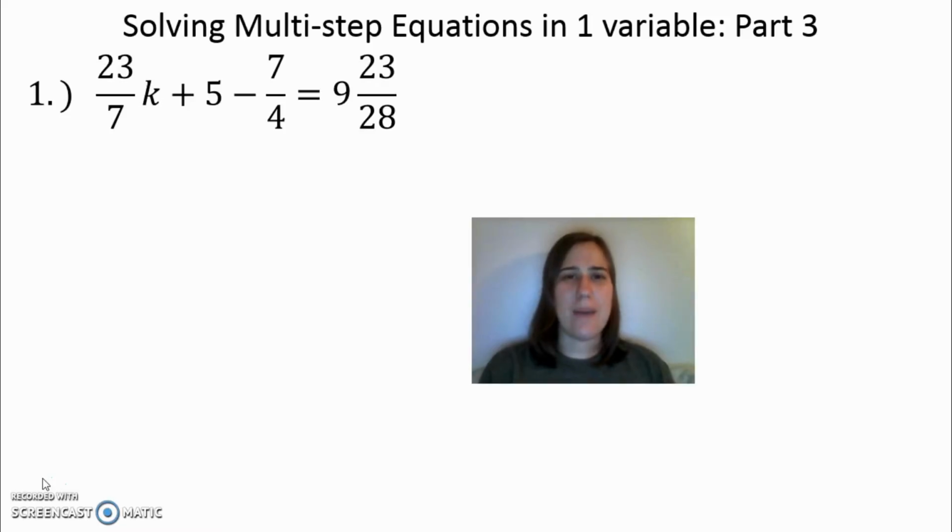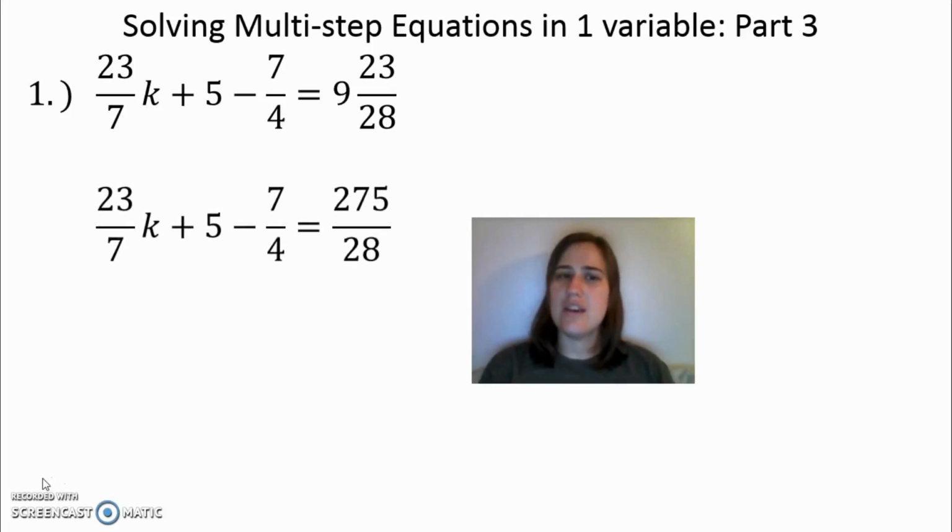We can't have that mixed number. That mixed number is going to throw things off. So let's change that mixed number into an improper fraction. The way we do that is to multiply the denominator times the whole number and add the numerator. So 28 times 9 plus 23 is 275. So the only thing we changed was that bit that's on the right side of the equation after the equal sign.